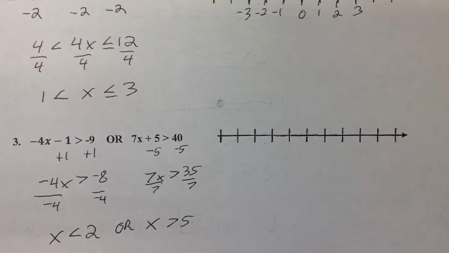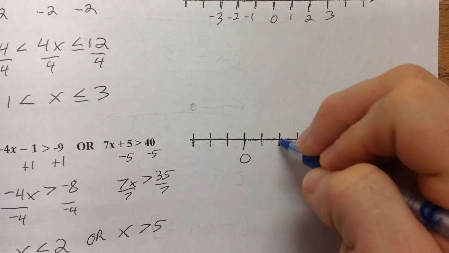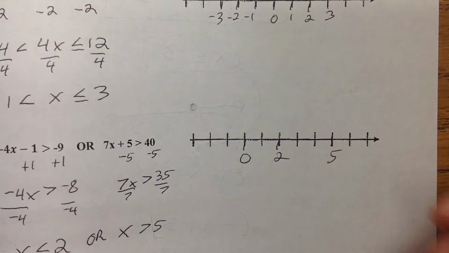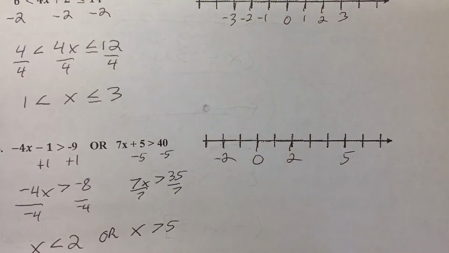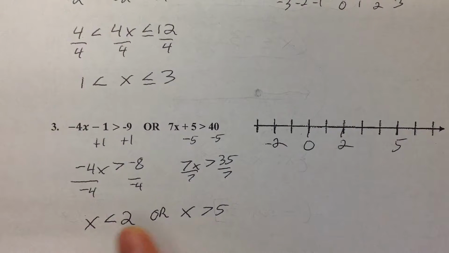All right, so let's take that up here so that we can graph it. All right, so put the 0 here, we'll put the 2 here, 3, 4, put the 5 here, maybe put a -2 down there. All right, so if we look at these, x less than 2, x greater than 5, neither of these have an equal sign underneath them, so in both cases we're going to be using the open circle.